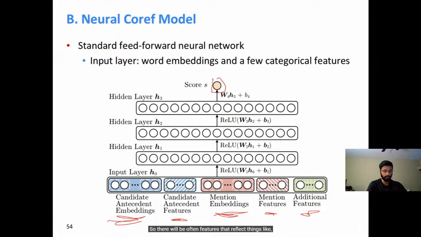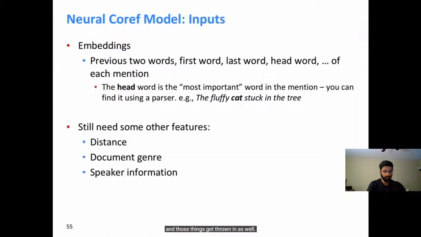So there will often be features that reflect things like what grammatical relation this mention has. Is it a subject? Is it an object? That's something you could put into the features of a mention. But then closer things are more likely to be co-referent, so you might have additional features which record how far apart the mentions are, and those get thrown in as well. And so these kinds of features are still important even in neural systems.